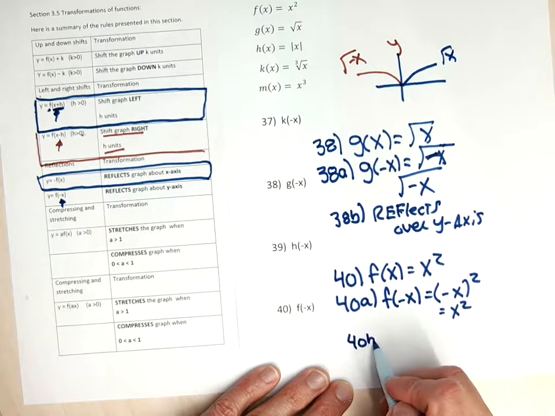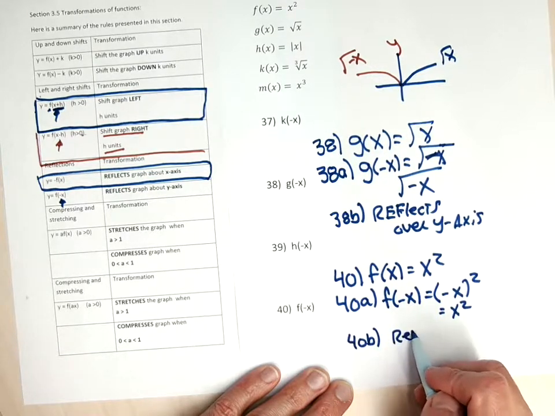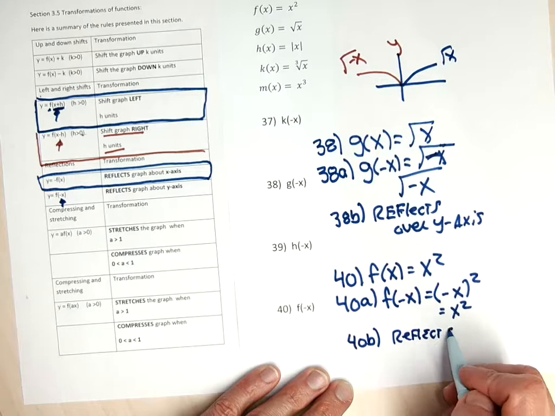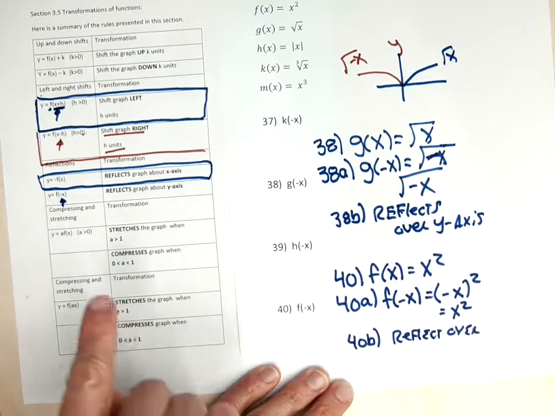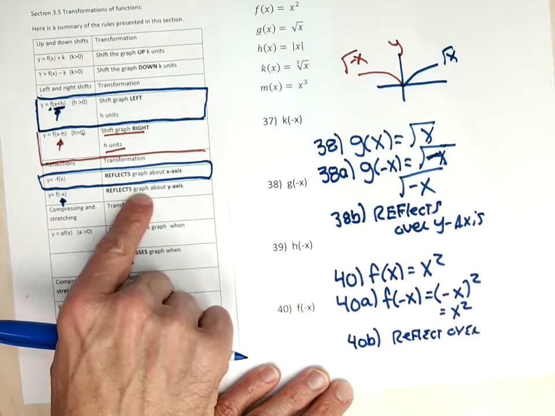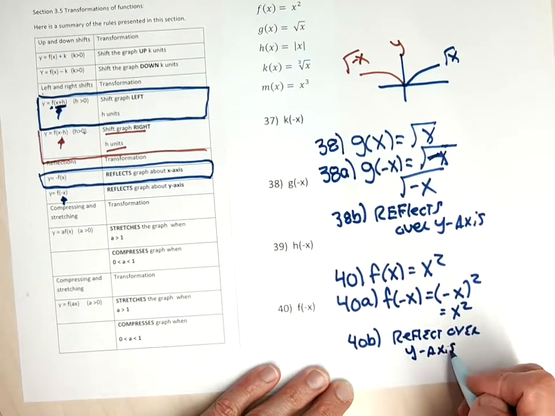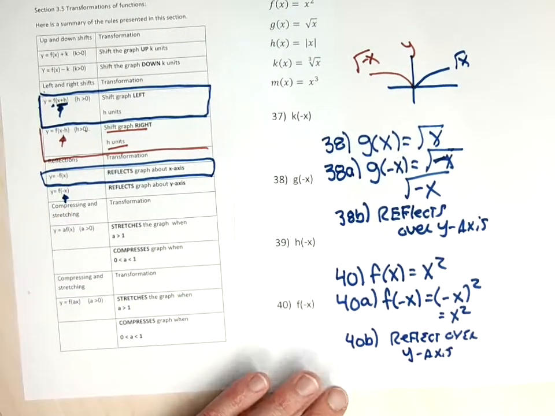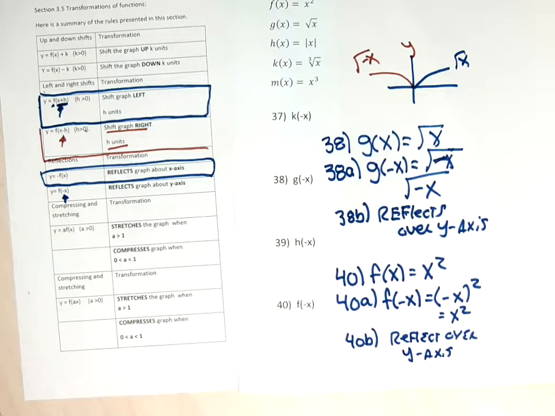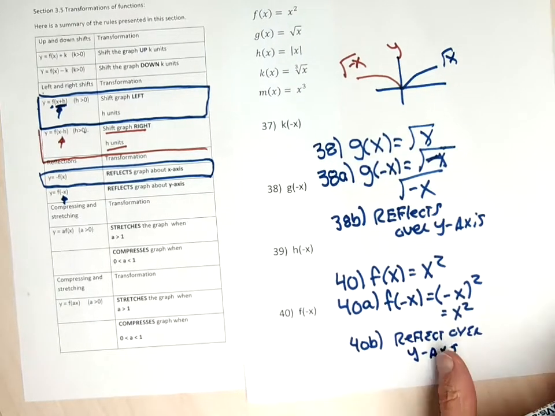And for 40b, it's going to reflect over the y-axis, because negatives inside parentheses reflect graphs over the y-axis. Negative in front of the function reflects it over the x-axis. I usually don't ask y-axes on the test, but I usually do ask x-axes. I have a few more combination problems.